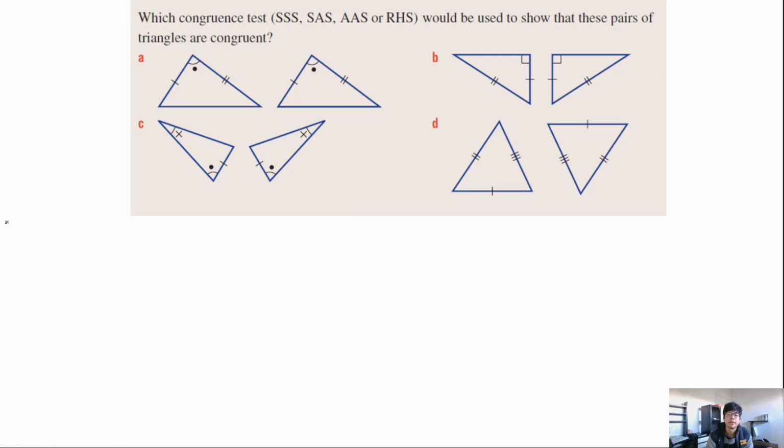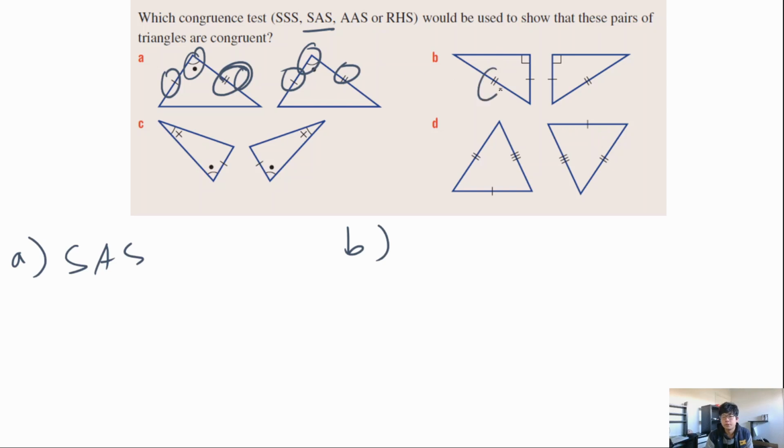Alright, now let's move on to some example questions. Which congruence test would be used to show that these pairs of triangles are congruent? Let's start with question A. We have two sides that are the same, like there we go, and one angle. So this one fulfills the test, side, angle, side, so it'll be SAS. Question B, we have two sides, the hypotenuse, one side, and a right angle. So this one will be right angle, hypotenuse, and side.